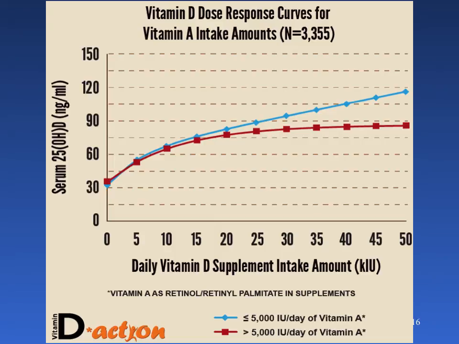But the difference between these curves is not statistically significant, and the curves are fairly similar below 20,000 international units of daily vitamin D intake. This graph is our first look at the relation between vitamin D and vitamin A among D-Action participants, and we do plan to investigate this finding further. Also, we will be discussing additional research on the interaction between vitamin A and vitamin D in an upcoming Scientists Answer Your Questions webinar.